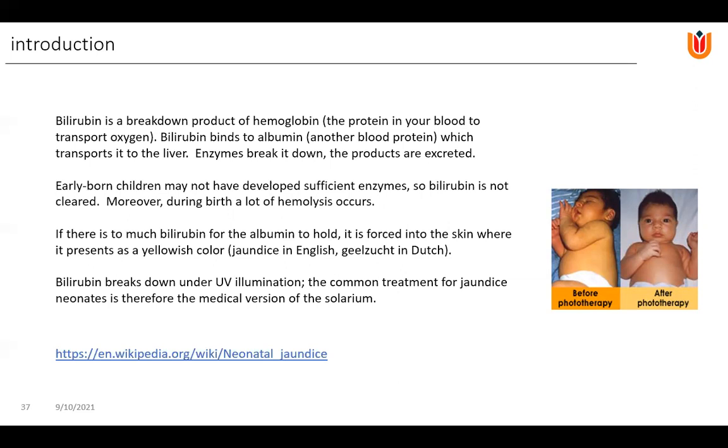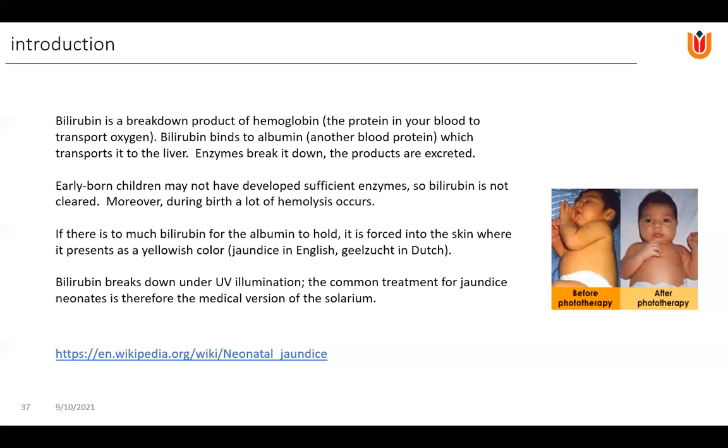The topic is bilirubin. That's a breakdown product of hemoglobin. Hemoglobin, you know. It will bind to albumin, which is yet another protein, and it will transport it to the liver, and then it's getting broken down, and then eventually it's excreted just in the normal way. The problem is that children that are preterm, early born, do not have sufficient enzymes yet. So this whole breakdown cascade cannot work. It's not cleared.